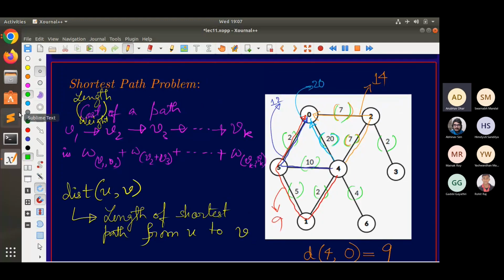Now, one special case of shortest paths is when the graph is undirected and you are asked to find the minimum number of edges, so the path with the minimum number of edges from U to V. In that case, you can just assume that all edges have a weight of 1 and then find the shortest path from U.